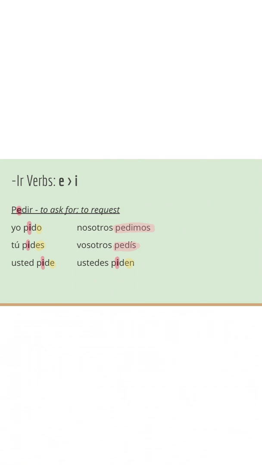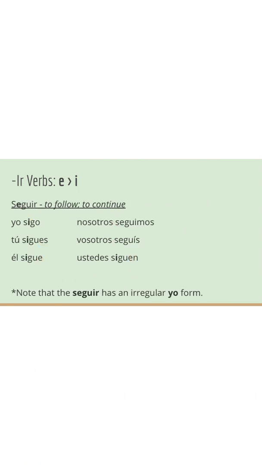Súper bien, amigos. Continuamos. All right, we do see another E to I stem change, and this is seguir. So we take the E here and we flip it. However, once again, we have come across an extra irregular because it has that extra irregularity in that yo form. And this form should look like sigo.